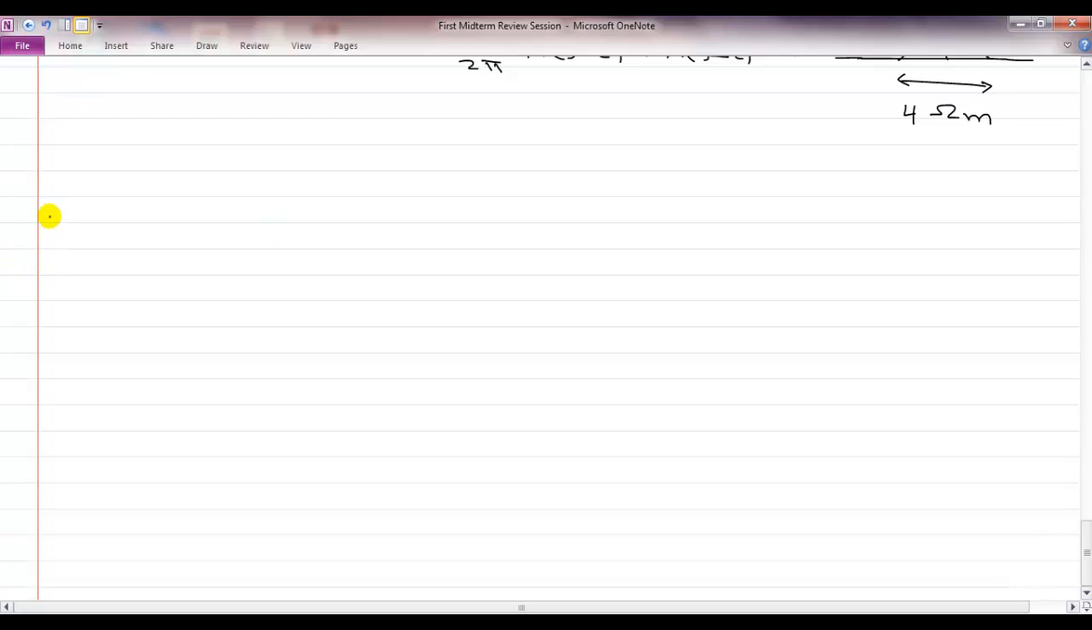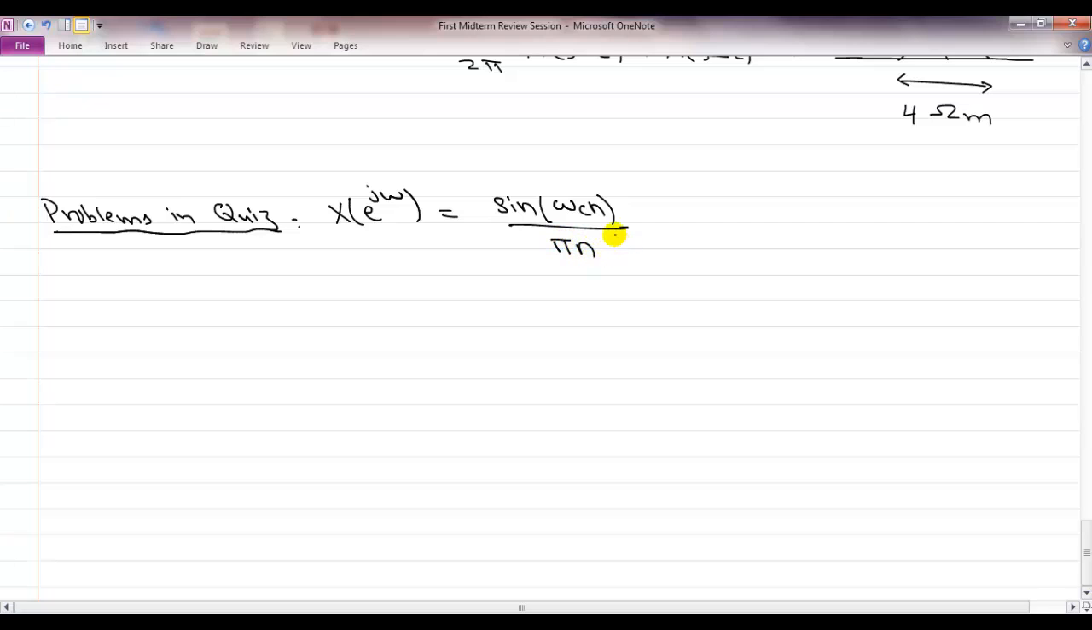So in one of the problems in the quiz, I had said something to the effect that X of e to the j omega equals sine of omega c n over pi n, and I had asked whether this is a valid discrete time Fourier transform. Now, in this case, it is actually much easier to see that this is not, because it is not even a function of little omega. It's a function of n. I had obviously made a typo.